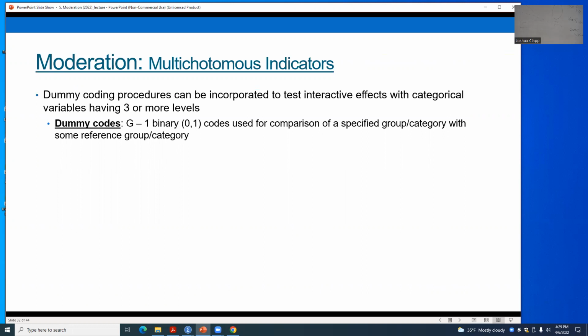If we're talking about dummy codes, what we're going to do is create variables in our data set where the number of dummy codes is going to be the number of groups minus one. And we're going to use this to compare our subsequent groups with some reference baseline group or category.